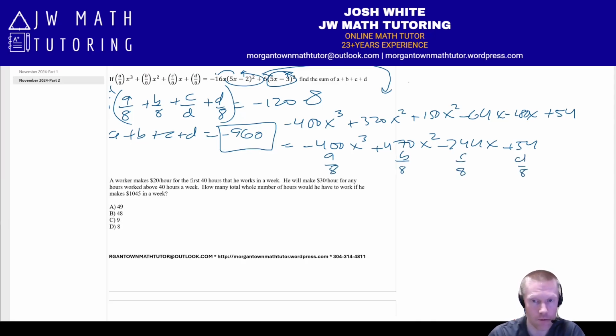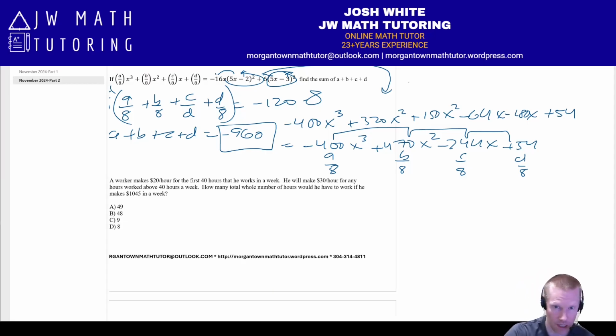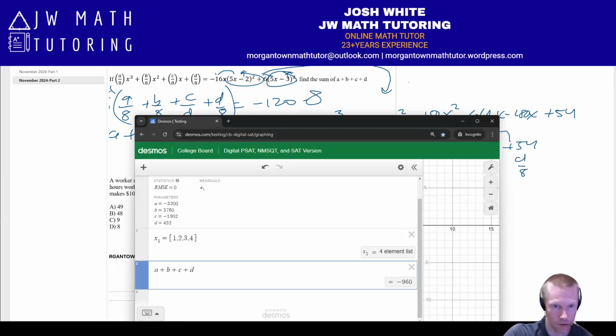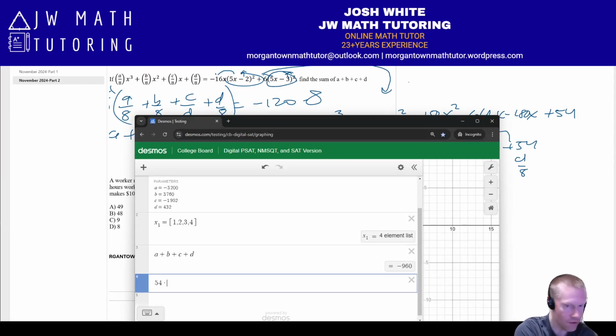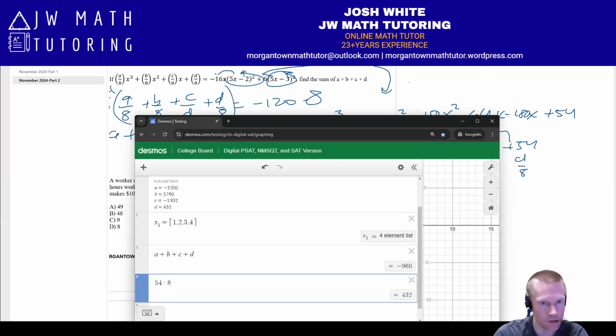So at this point, you could do each one individually, or technically, the shortcut way would be just to add these all up and then multiply it by 8. Okay, and you're going to get the exact same answer. Because if you notice here, negative 400 times 8 is negative 3200. Notice that's the value we got right here. And like 54 times 8, is that 432? I think so. Yeah.